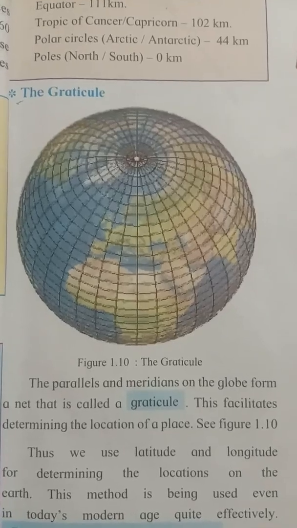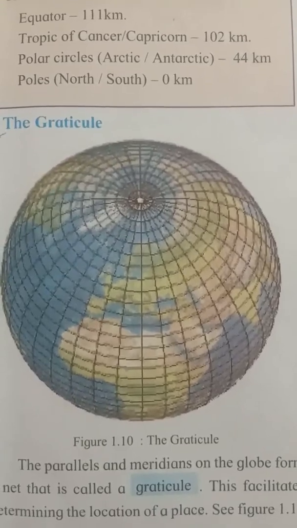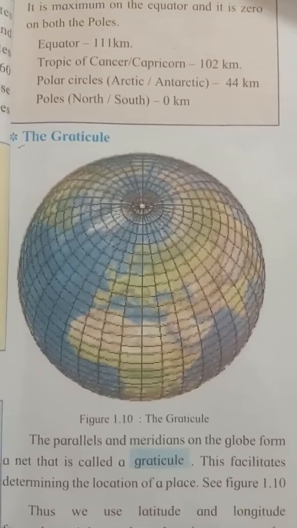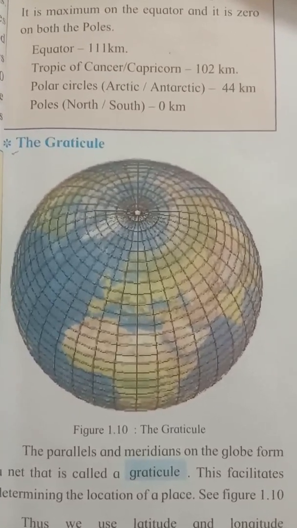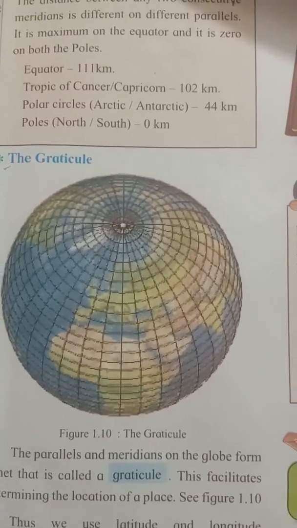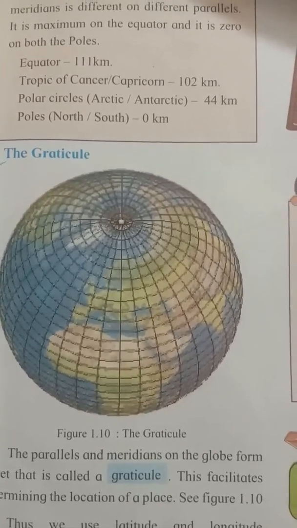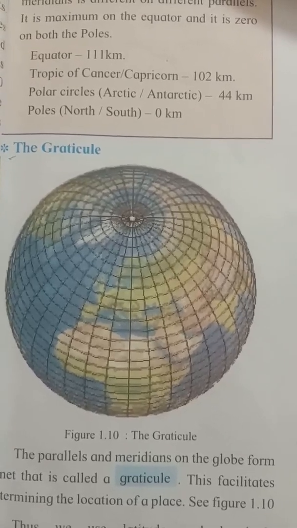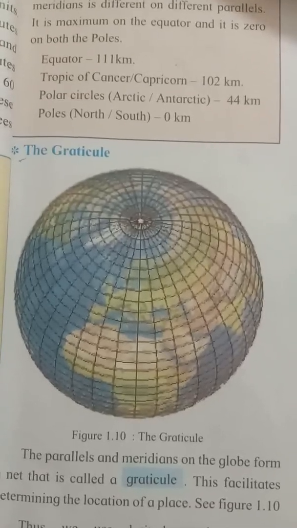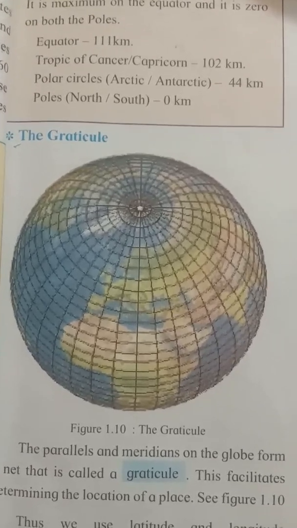Now we will start the last part of the lesson, that is the graticule. The network of parallels and meridians is called a graticule. This helps us in determining the location of a place. Even in today's age, this method is used quite effectively. GPS, GIS, Google Maps, Wikimapia, Bhuvan of ISRO on the internet also make use of latitudes and longitudes. This technology is also available on mobile phones and on motor cars.